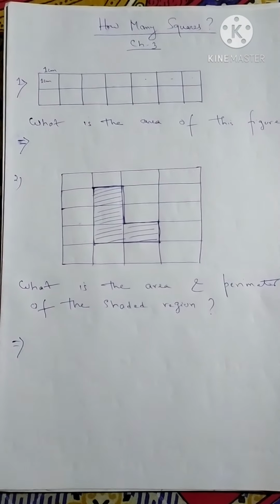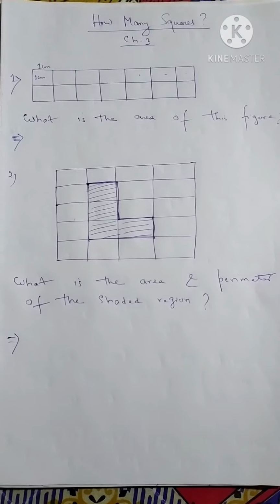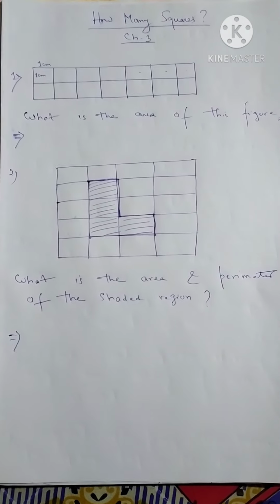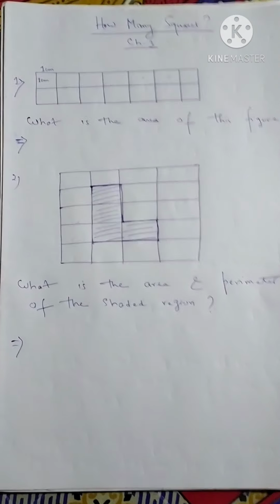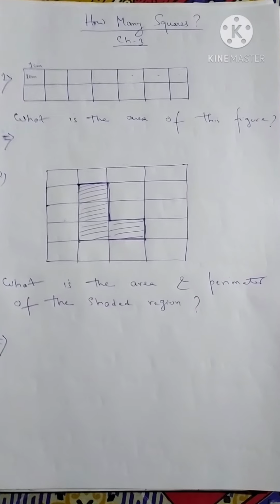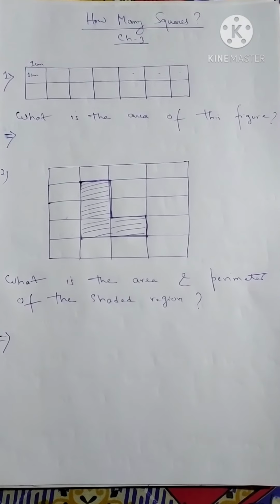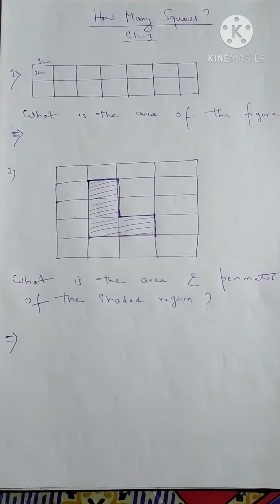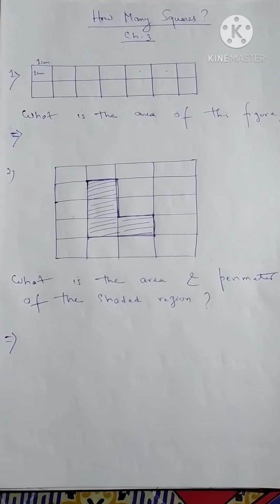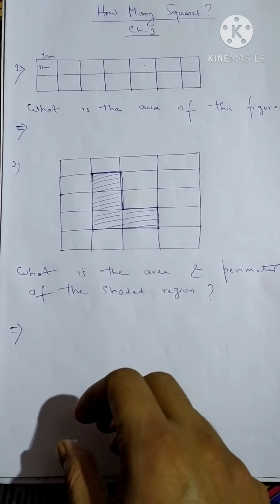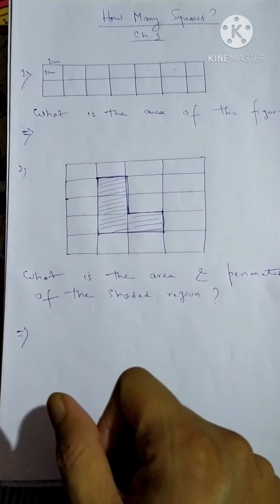Now, what is the content of this chapter? Basically, this chapter is about the area and perimeter of figures. Area and perimeter you have already done in half yearly. Now this chapter is also related to area and perimeter, but in a different way.